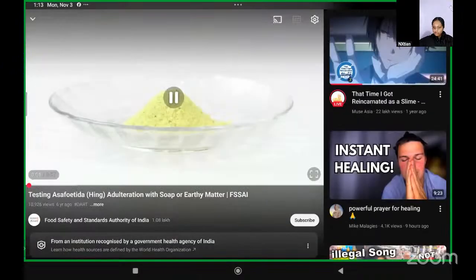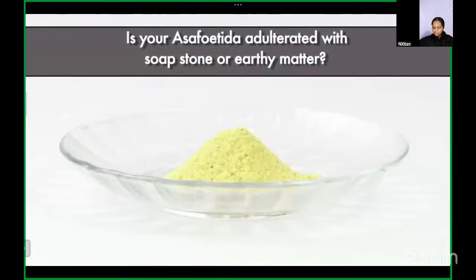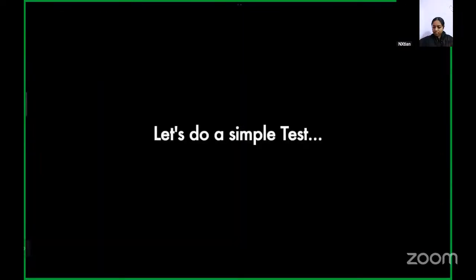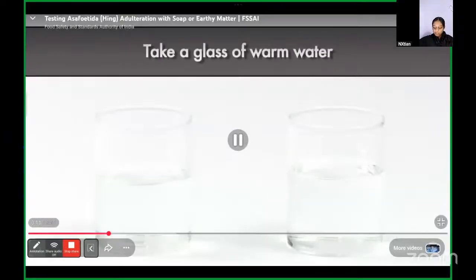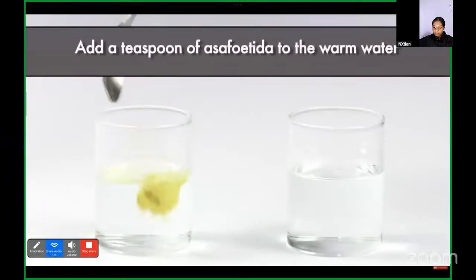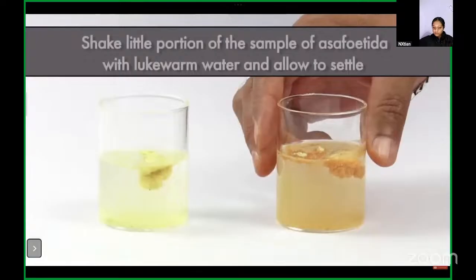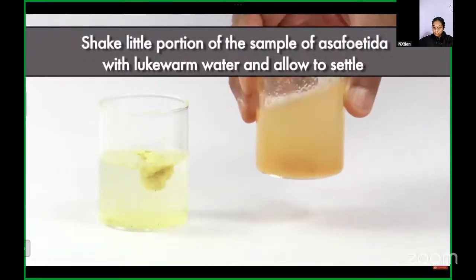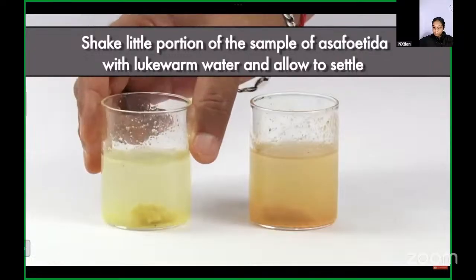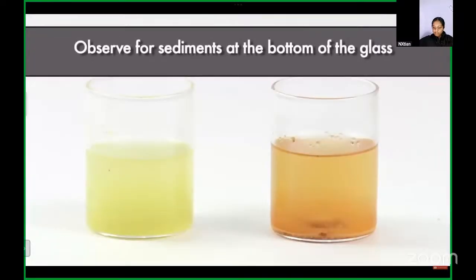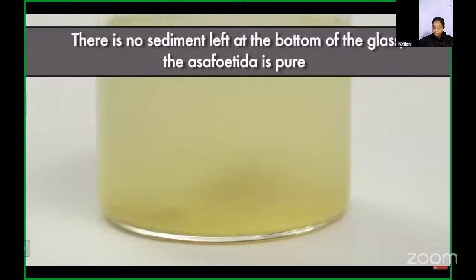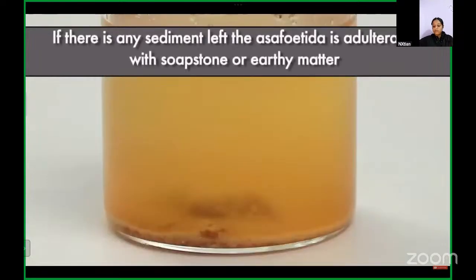Is your asafoetida adulterated with soapstone or earthy matter? Let's do a simple test. Take a glass of water. Add a teaspoon of asafoetida to the warm water. Shake a little portion of the sample of asafoetida with lukewarm water and allow to settle. Observe for sediments at the bottom of the glass. If there are no sediments left at the bottom of the glass, the asafoetida is pure. If there are any sediments left, the asafoetida is adulterated with soapstone or earthy matter.